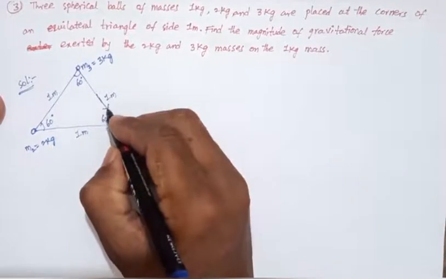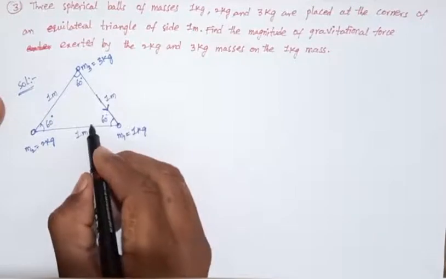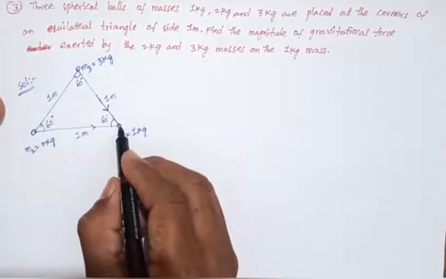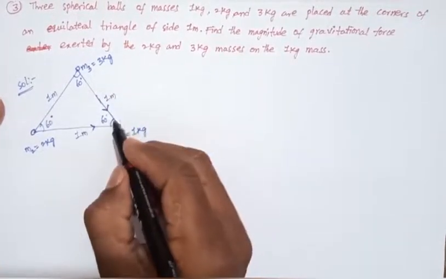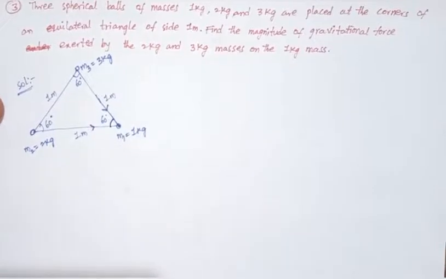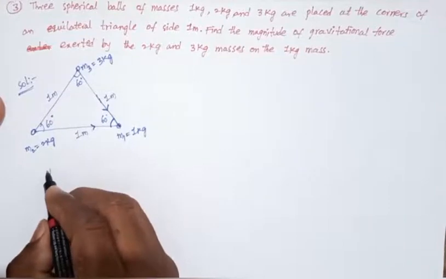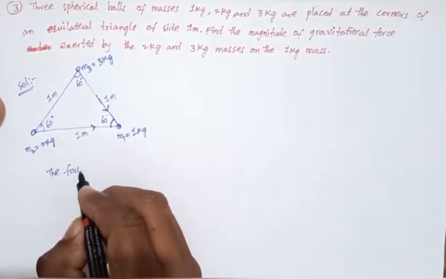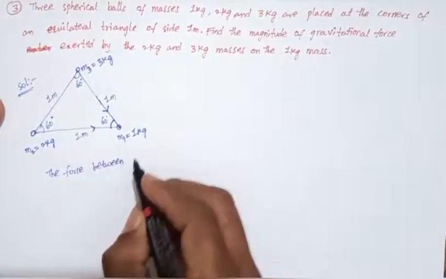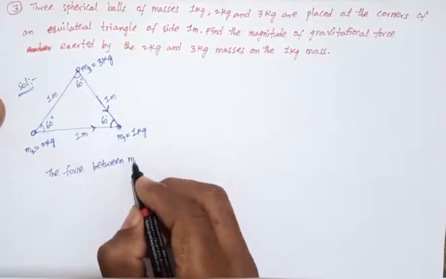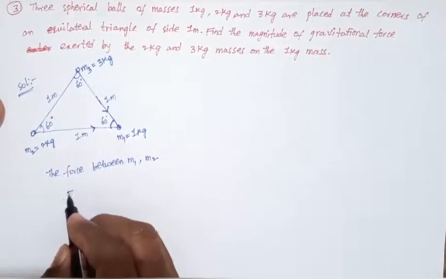Okay, so we can find this mass, and we can find, in between 2 kilogram and 1 kilogram, the force, here the force and the resultant force at this point. Okay, first one, the gravitational force between m1, m2. So here the gravitational force is F1.